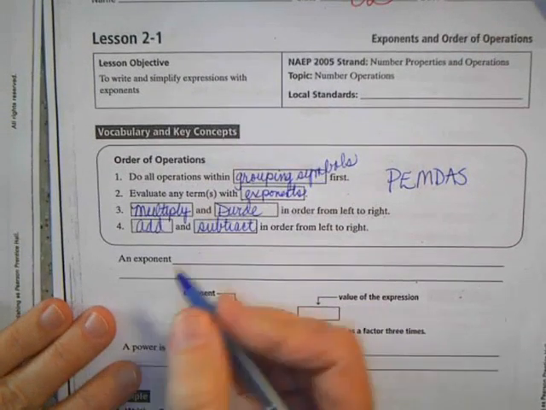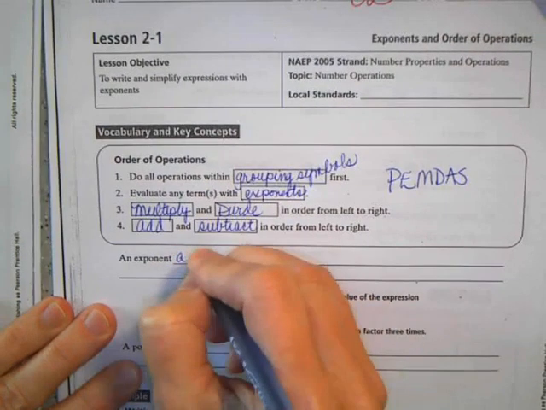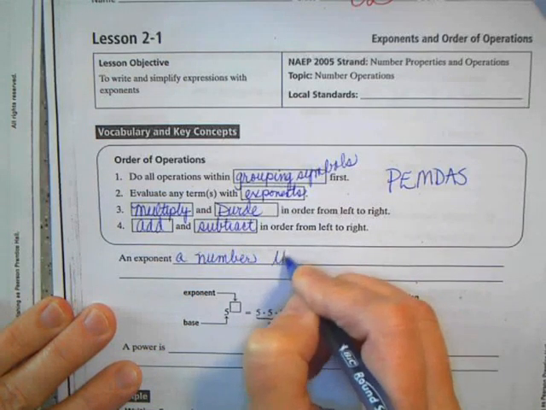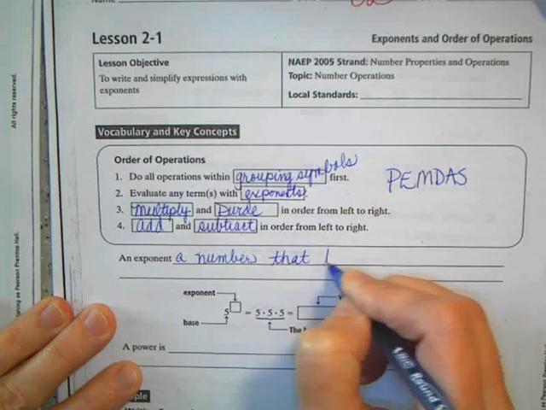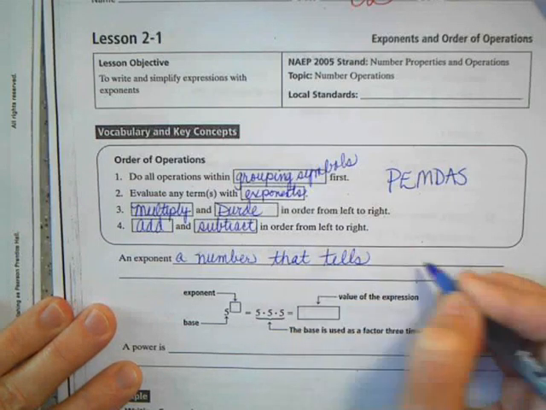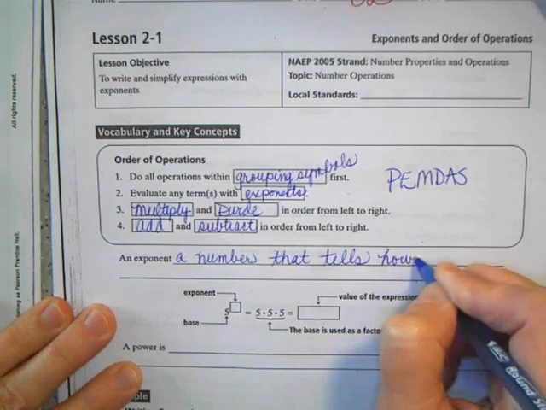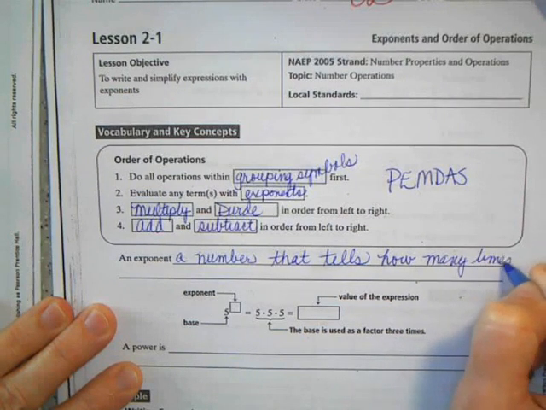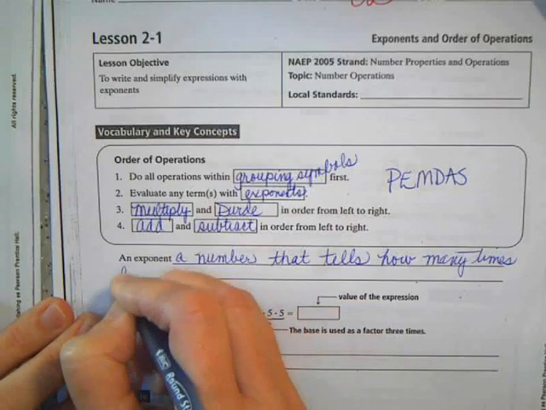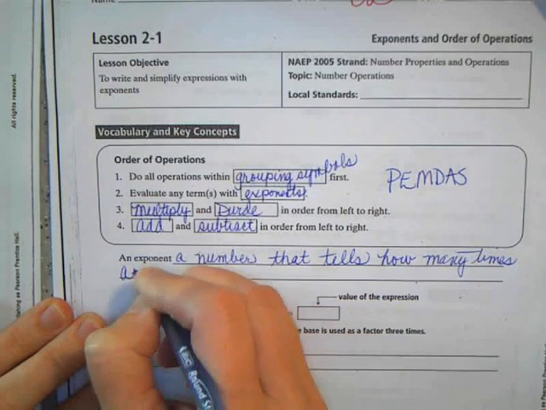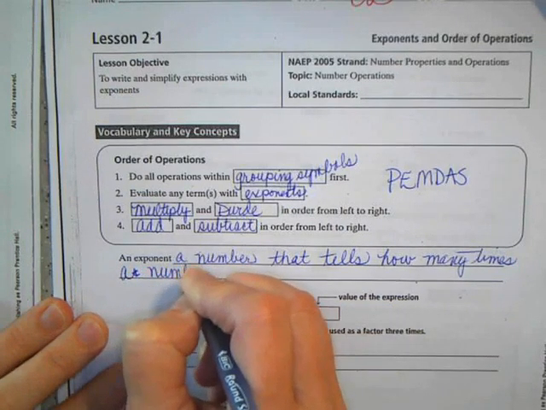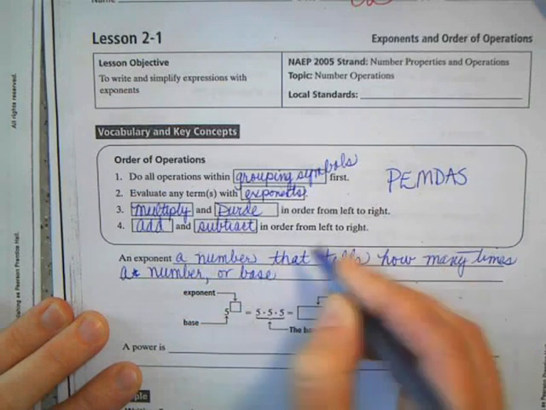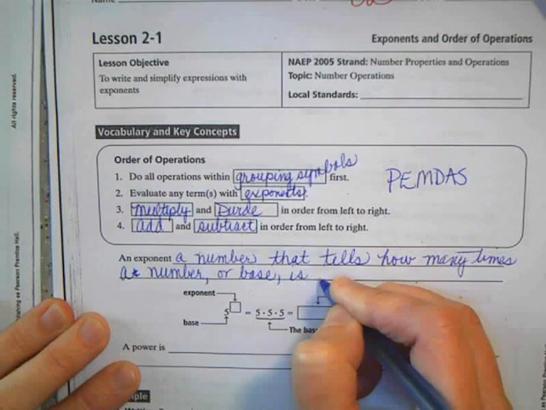An exponent is a number that tells how many times a number or base is used as a factor.